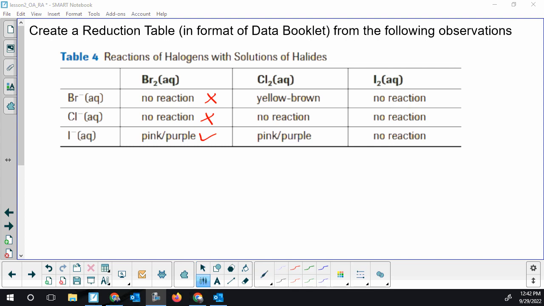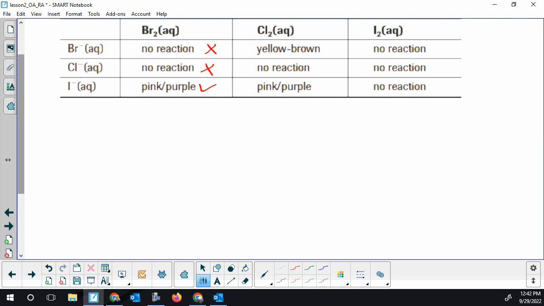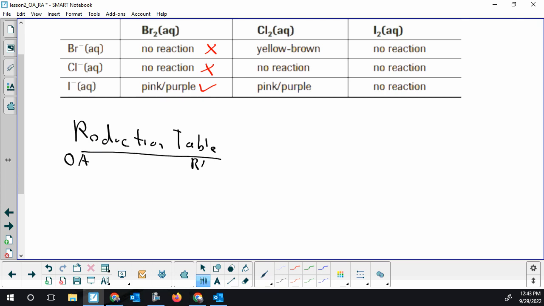So the first thing I'm going to do is lay out our answer. We're asked to build a reduction table, so I'm going to label it. Now we're going to have all our OAs on the left and our RAs on the right. You don't have to write this, but it's a nice visual for our structure. Reduction table is GER, gaining electrons reduced. OA plus electrons makes RAs.